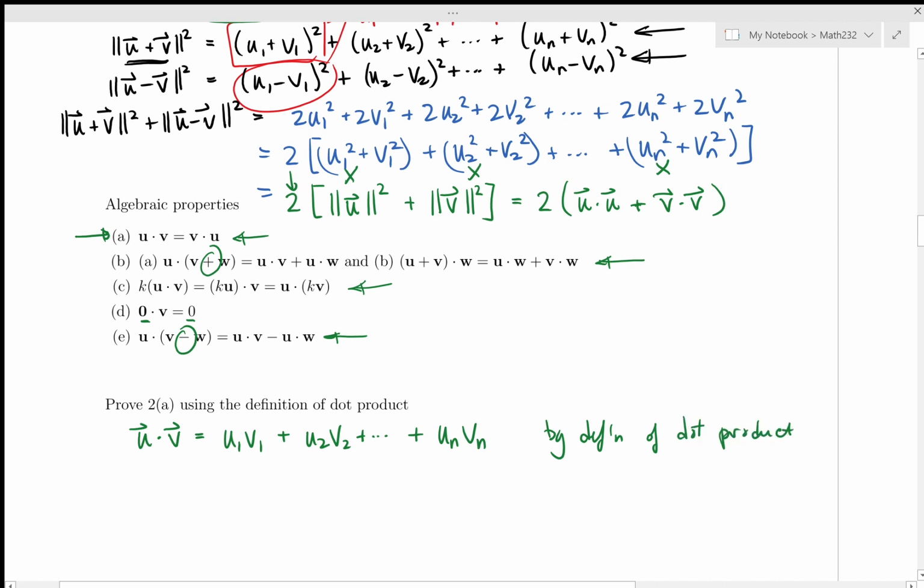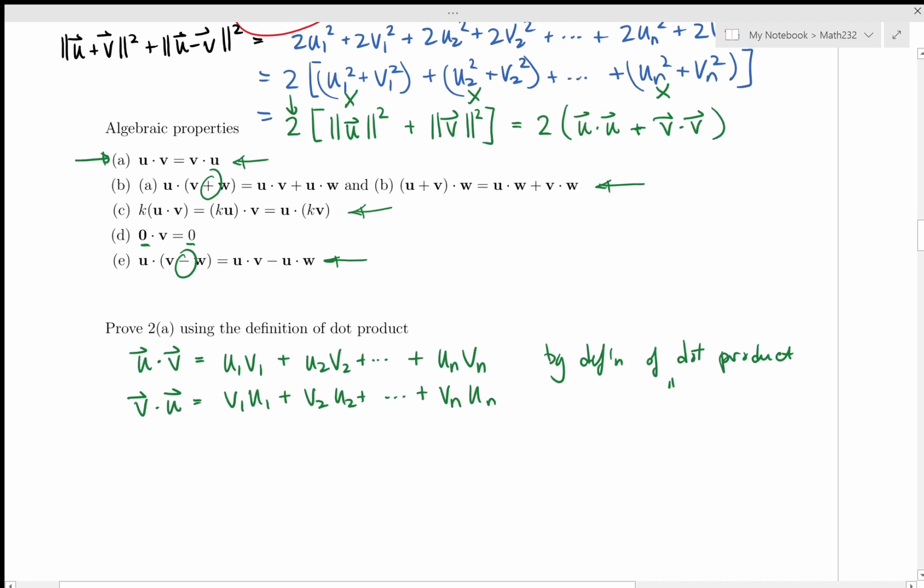Okay, and I would do exactly the same thing for v dot u by definition of the dot product. That's the definition of the dot product. And then I'm going to simply turn these around in the second one here. So this is still v dot u, and I'm going to turn these around like this: u1 v1 plus u2 v2 plus, I keep going, un vn. Okay, why am I allowed to do that?